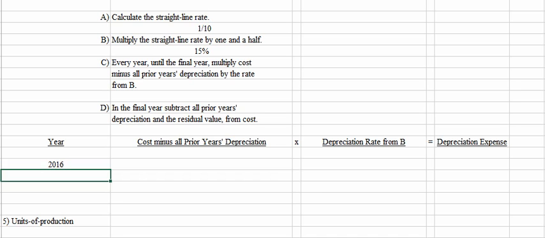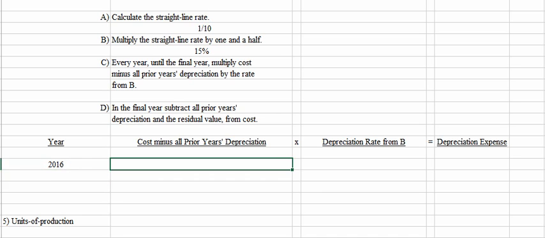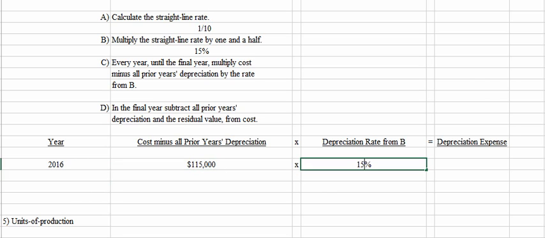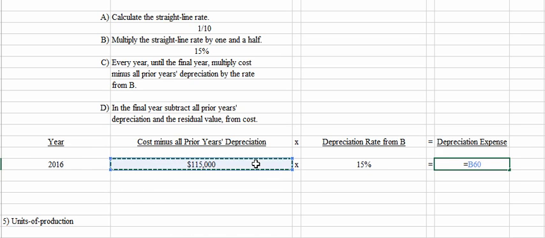2016, cost minus depreciation already taken. Well, we haven't taken any depreciation yet, so that's our cost, 115,000. Our rate from B was 15%. So our depreciation expense for 2016 would be equal to our cost minus all prior years depreciation times our rate times 3 months out of 12, the 3 months that the machinery was actually placed in service in 2016. And that gets us $4,313.